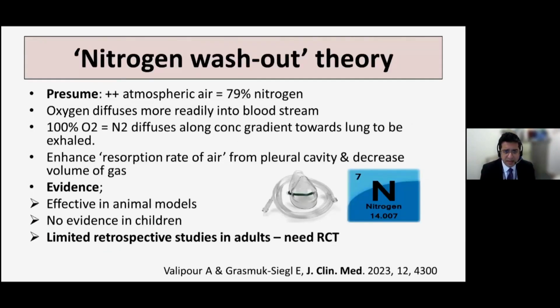How about giving patients with pneumothorax oxygen, the nitrogen washout theory? We know that the air we breathe contains 80% nitrogen. Oxygen diffuses readily into the bloodstream, and by giving 100% oxygen, the nitrogen will diffuse along a concentration gradient, and it will enhance the reabsorption of air. The evidence here is quite slim, actually. There are some reports in animal models, but limited retrospective studies in adults. So we do need an RCT to really answer whether giving oxygen therapy in pneumothorax works or not.